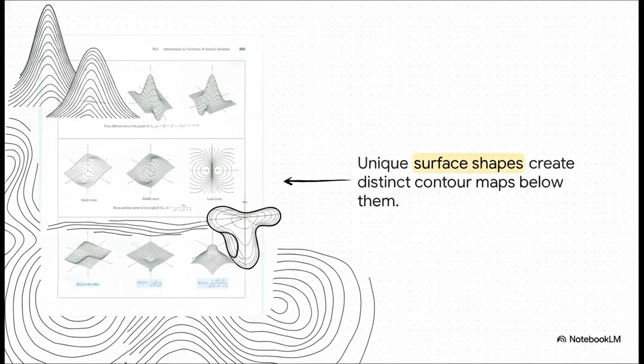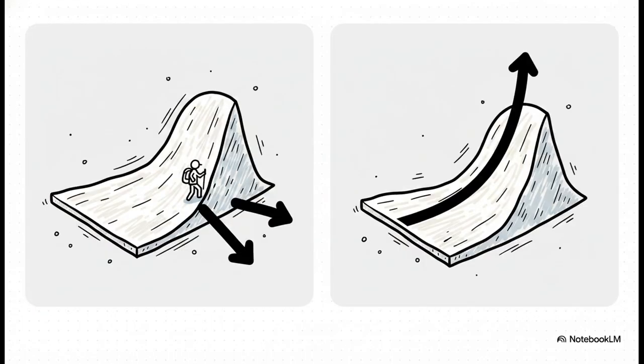Now, obviously, not every math mountain is a perfectly smooth, simple little dome. Just look at the incredible diversity of these mathematical landscapes. We've got sharp, sweeping peaks, we've got rippling waves, and we even have what mathematicians literally call saddles, which, as you can see, look exactly like a horse saddle or a mountain pass dipping right between two peaks. And the key takeaway here is that every single unique surface shape creates a completely different, unique contour map right below it. So, let's talk about the actual hike itself.